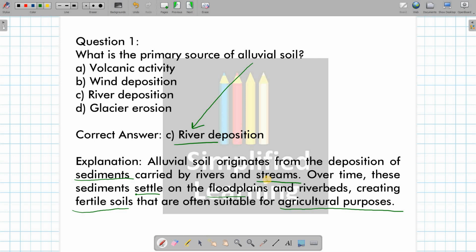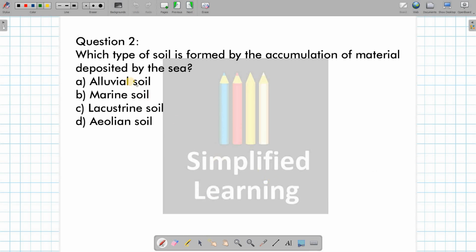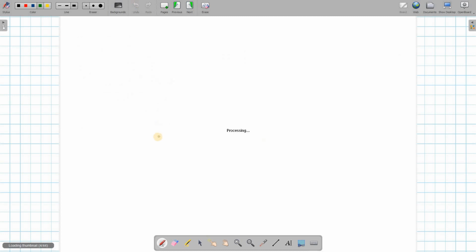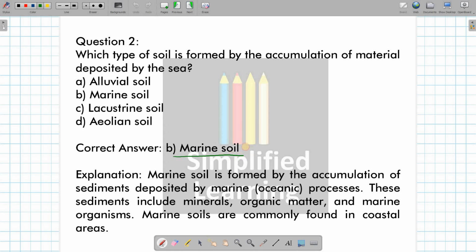Let's head on to question 2. Which type of soil is formed by accumulation of material deposited by the sea? Now let's try to guess the option. Alluvial soil, as we know, is formed by river deposition. Marine soil can be the option. Lacustrine soil, we are going to see next. Aeolian soil. Let's see what the exact correct option is. The answer is marine soil.